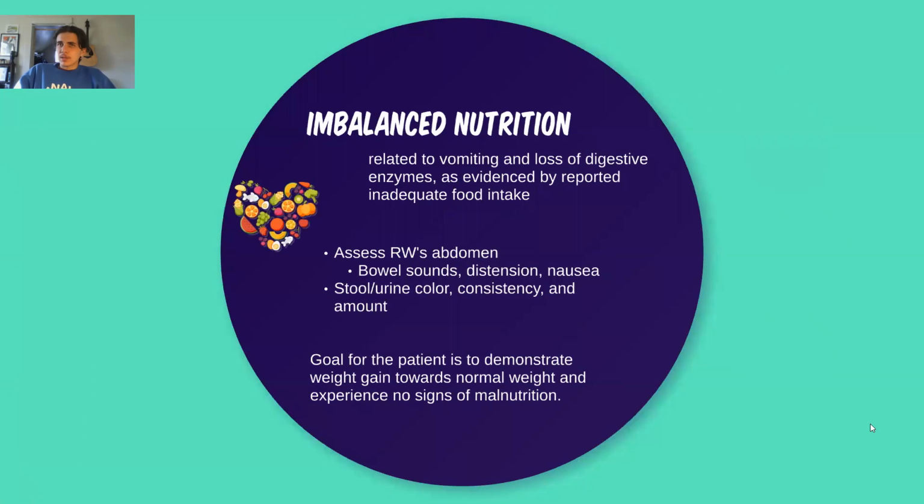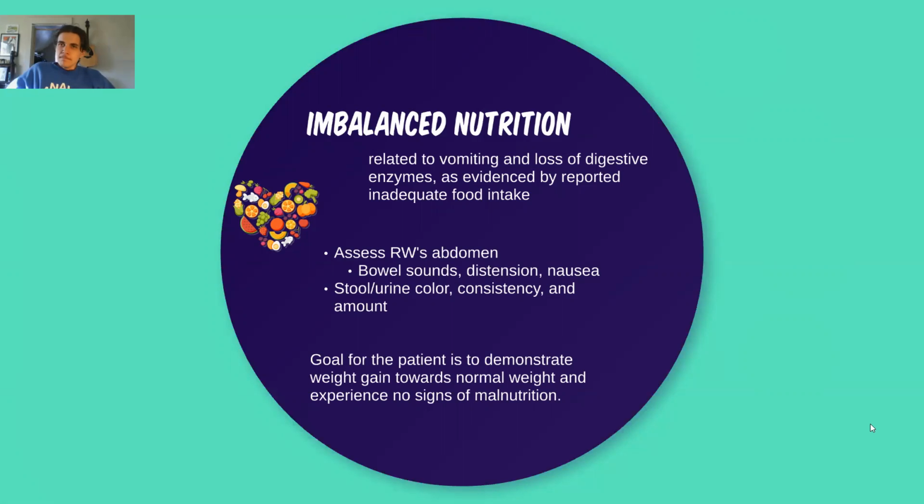Next involves nutrition, related to vomiting and loss of digestive enzymes, as evidenced by inadequate food intake. So assess RW's abdomen, look at the bowel sounds, distension, nausea. This is something that I was doing when caring for this patient. Look at the stool, urine, color, consistency, the mouth. The goal for the patient is to demonstrate weight gain towards normal weight and experience no signs of malnutrition.